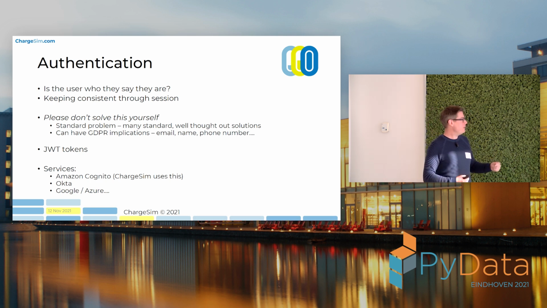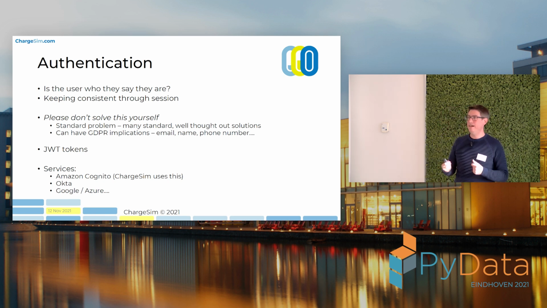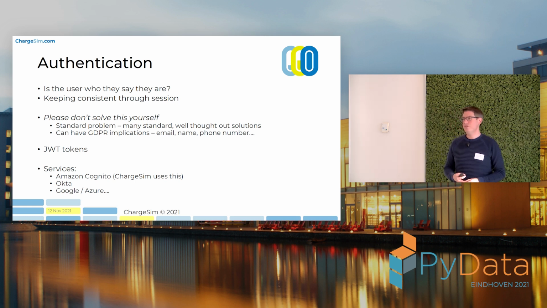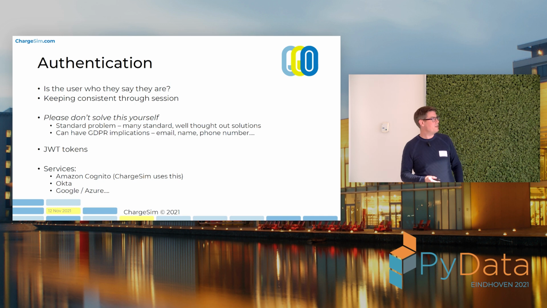And so what that means is there's a bunch of tools out there that can provide authentication services for you. We happen to use Amazon Cognito, but there's Okta, and Google and Azure have their own identity and login systems. You can use single sign-in from, for instance, GitHub, like the PyData site does. There can also be GDPR implications. If you know a lot of personal information about users, then you need to manage that properly. And all of these work mostly with what's called a JWT token. So I'll talk about that in a little bit more depth. And this is a nice way to separate out the authentication from the rest of your tool.